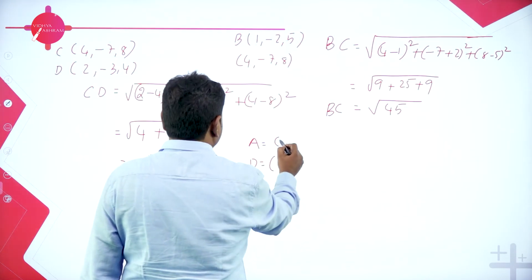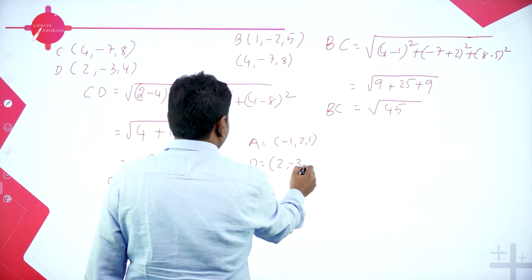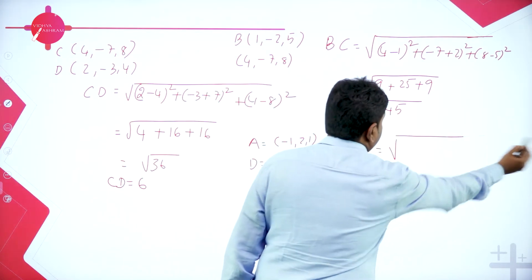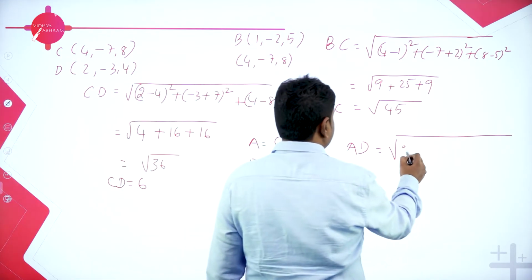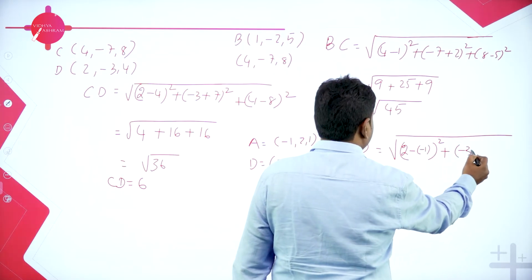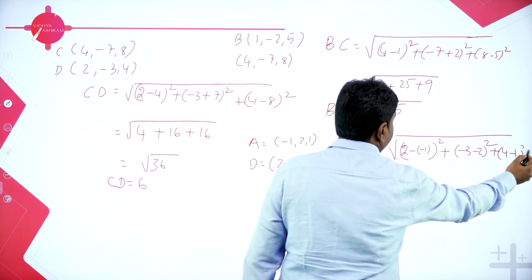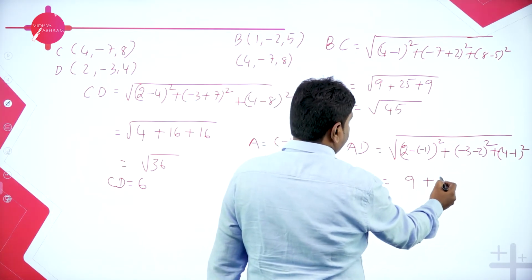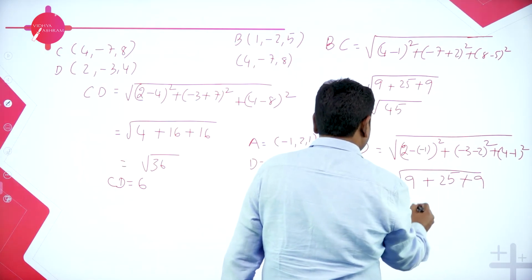Now find AD. A we know, D we know. What is A? Minus 1, 1. What is D? 2, minus 3, 4. Now find AD length. Again use distance formula. That is root of x2 minus x1 the whole square, 2 minus of minus 1 the whole square plus y2 minus y1 the whole square, minus 3 minus 2 the whole square, plus 4 minus 1 the whole square. Simplify this, it will become 3 square is 9. Again 5 square is 25. Again 3 square is 9. Again you will get root 45.